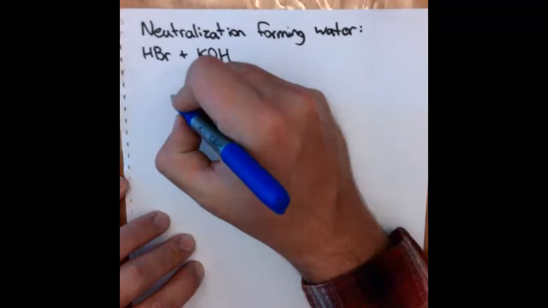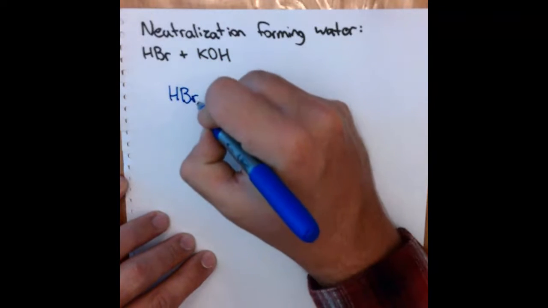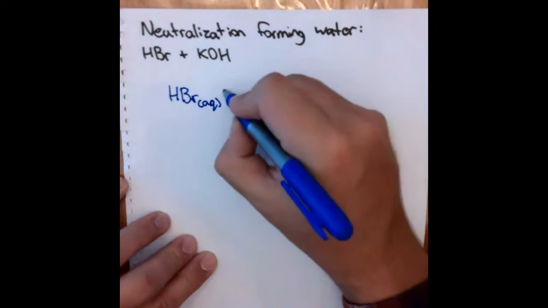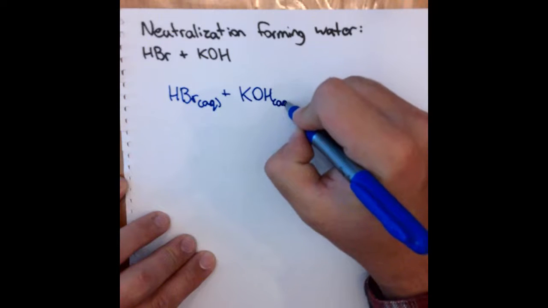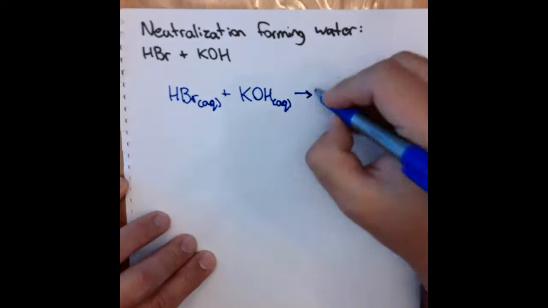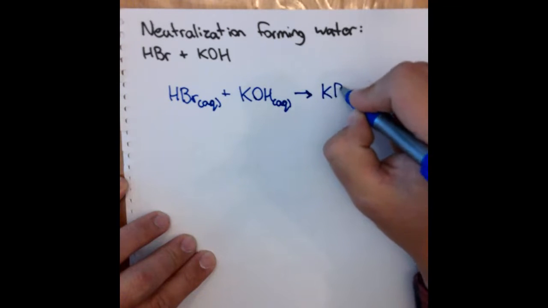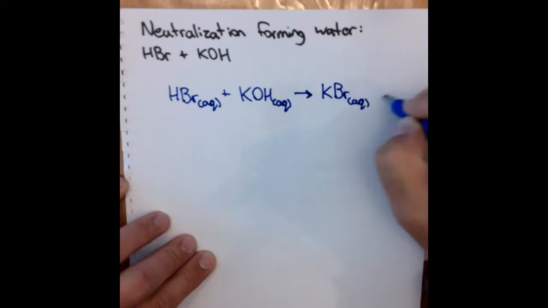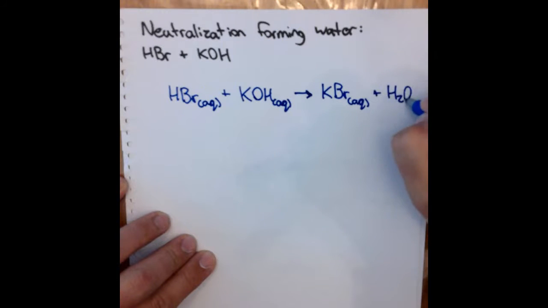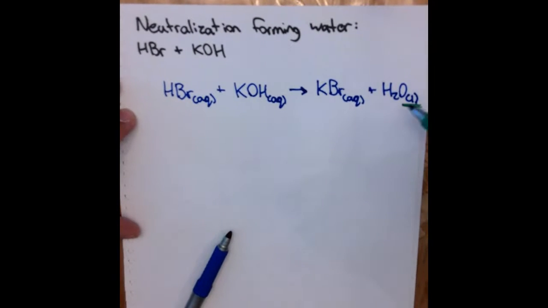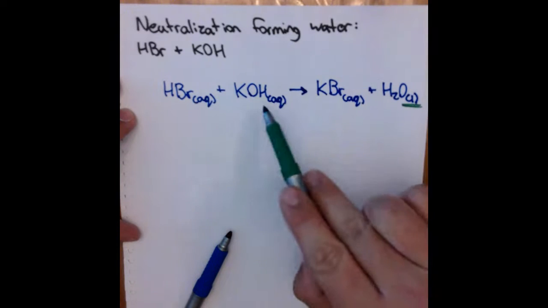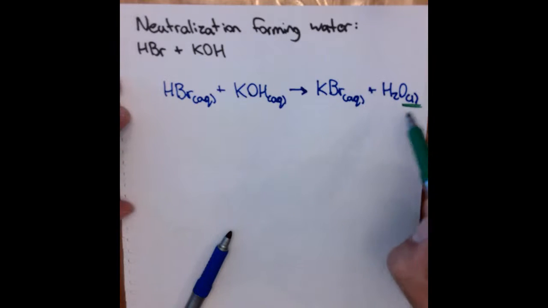So it's going to be HBr, which is going to be aqueous, plus potassium hydroxide, which is also aqueous, which is going to react to form potassium bromide, which is aqueous, and water. And water is going to be a liquid. So we're always looking for that thing that has a different state. In our last example with the silver sulfide, it had a different state. Here we have aqueous, aqueous, aqueous and a liquid, so that's what we're going to look for as well.